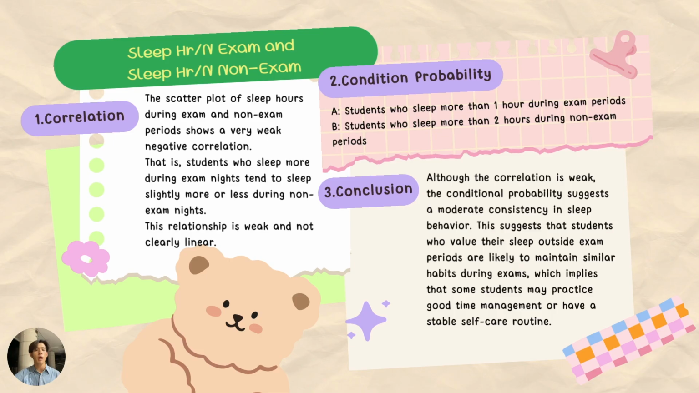For the conditional probability, we let A be the event that students sleep more than 1 hour during the exam period, and B be the event that students sleep for more than 2 hours during the non-exam period. For the conclusion, although the correlation is weak, the conditional probability suggests a moderate consistency in sleep behavior. This suggests that students who value their sleep outside the exam period are likely to maintain similar habits during exams, which implies that some students may practice good time management or have a stable self-care routine.